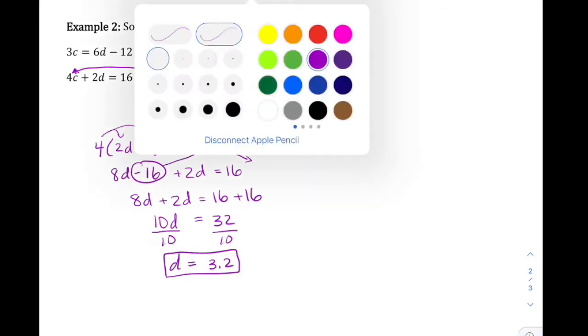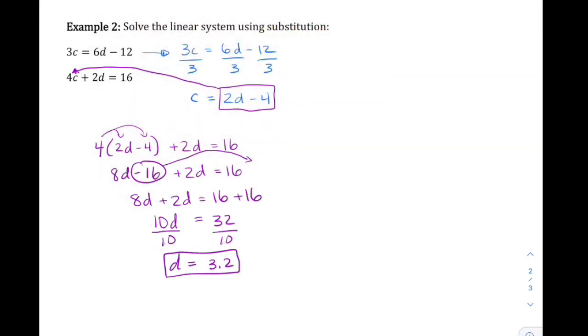And finally, now that I found out D, I need to find out what C is. So I'm going to take my answer and substitute it back into the original equation, that one that we isolated earlier, because it was C is equal to 2D minus 4. I could actually substitute it into any. I can substitute in here or here in order to find out C, but this one's already isolated, so it makes things a little bit easier. C is equal to 2. We found out that D was 3.2, minus 4.